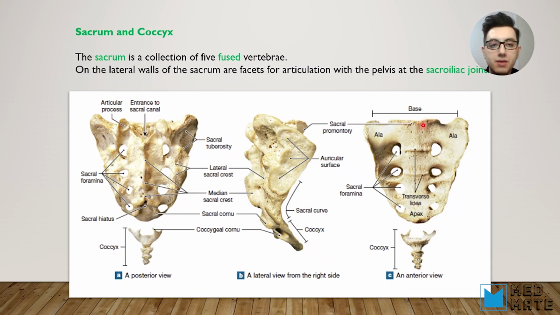Now on the base of the sacrum, you can see the sacral promontory, and in these parts you can also observe the ala in the anterior view of the sacrum. You can also see the transverse lines in the anterior view, and the sacral foramina can also be seen from the anterior view.